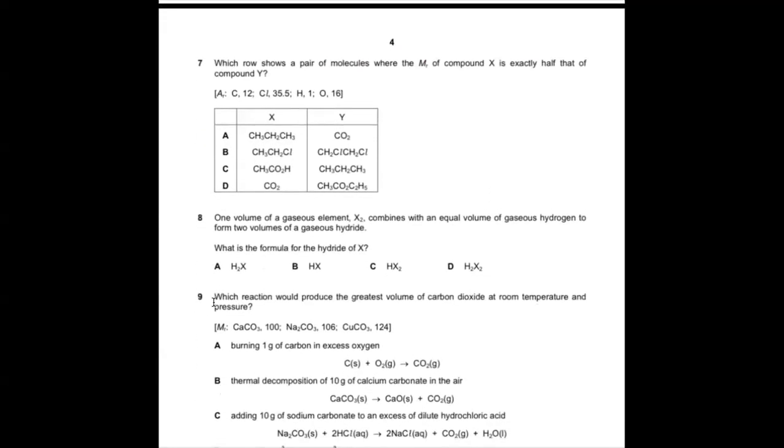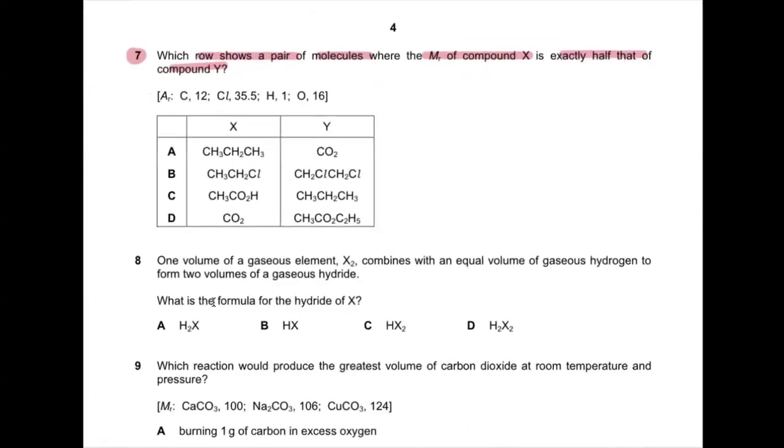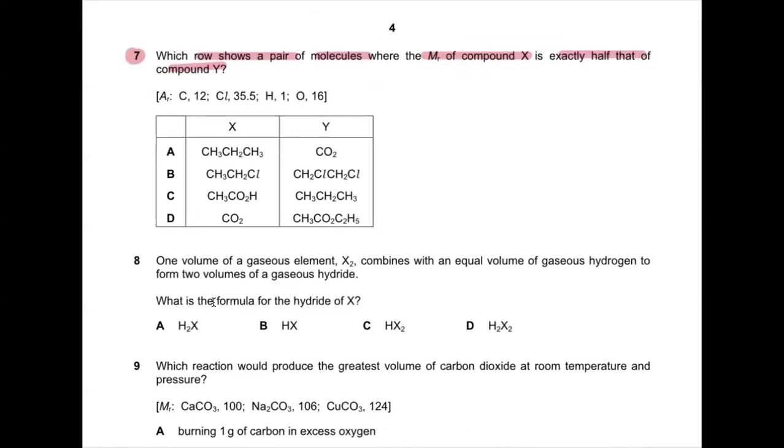Now, MCQ number 7. The question shows a pair of molecules where the Mr of compound X is exactly half that of compound Y. Compound X and compound Y, we have to figure out which pair has the Mr of compound Y exactly double that of compound X, or the Mr of compound X is half of compound Y.